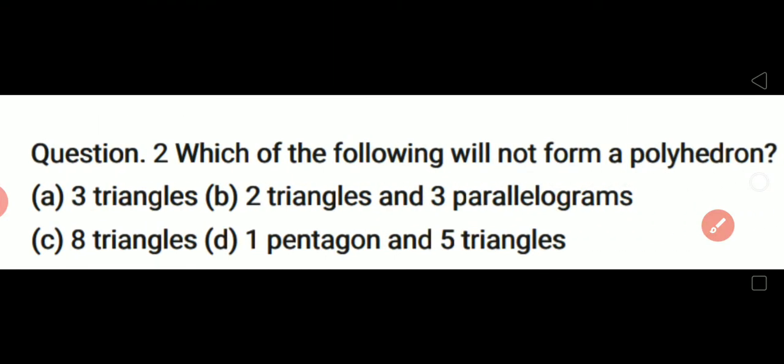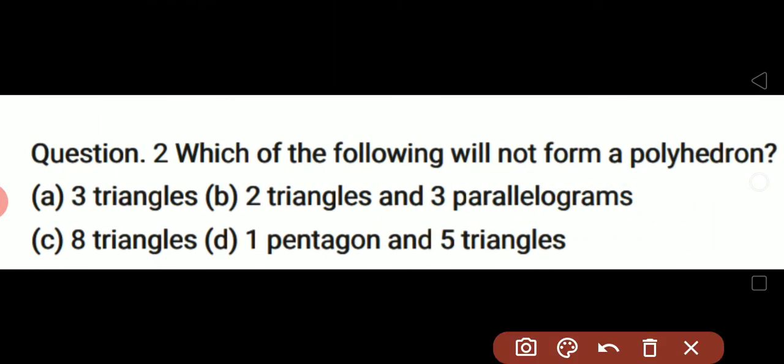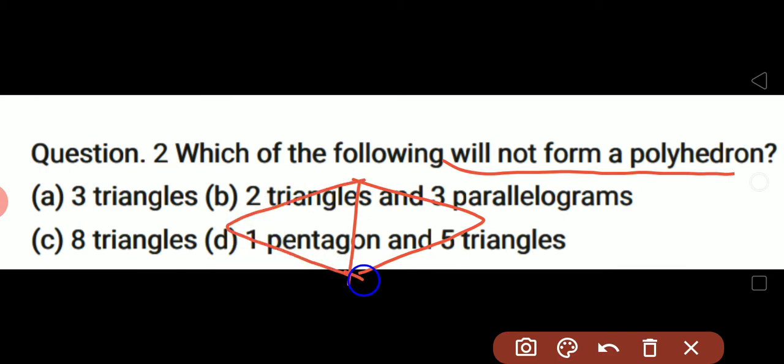Let us come to the second part. Which of the following is not the form of a polyhedron? So again, you know that the smallest polyhedron is a triangular pyramid. In that, this is the base. You need one triangle on each of the other sides. So let us count. This is 1, 2, 3, and 4. So at least 4 faces we need, right?